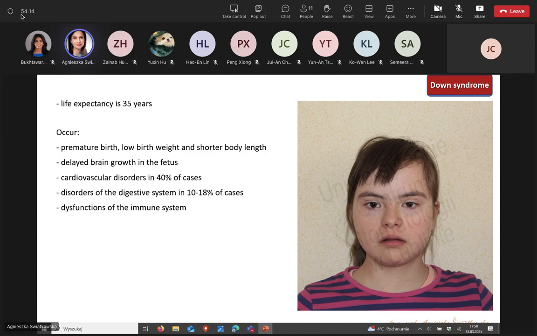Life expectancy is shorter, about 35 years. Why? Because this group of patients usually have a problem with the cardiovascular system. They also have problems with disorders of the digestive system, dysfunction of the immune system, and of course everyone knows that there is a problem with delayed brain growth in the fetus and mental retardation.